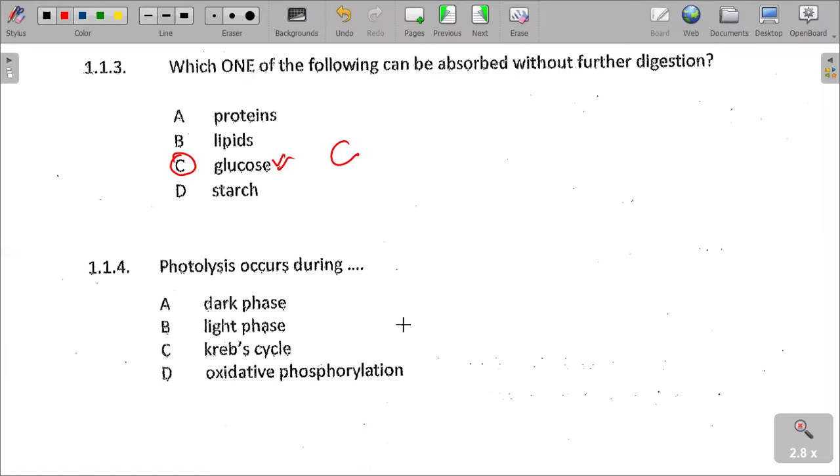1.1.4, photolysis occurs during: A, dark phase; B, light phase; C, Krebs cycle; D, oxidative phosphorylation. So when does this occur? It occurs during the light phase, which is B. Our answer is B.